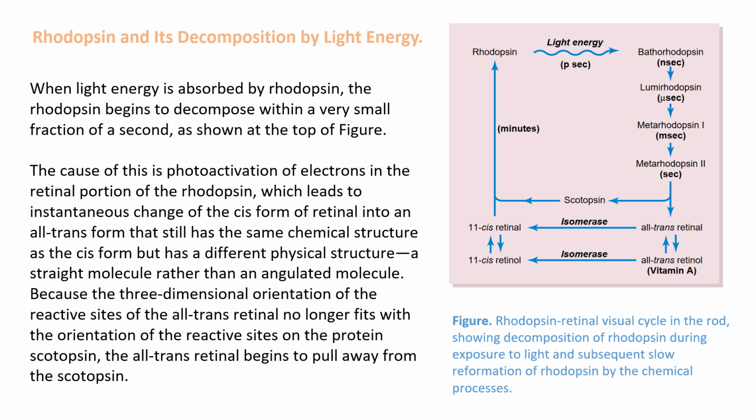Because the three-dimensional orientation of the reactive sites of the all-trans retinal no longer fits with the orientation of the reactive sites on the protein scotopsin, the all-trans retinal begins to pull away from the scotopsin. Figure: Rhodopsin-retinal visual cycle in the rod, showing decomposition of rhodopsin during exposure to light and subsequent slow reformation of rhodopsin by the chemical processes.